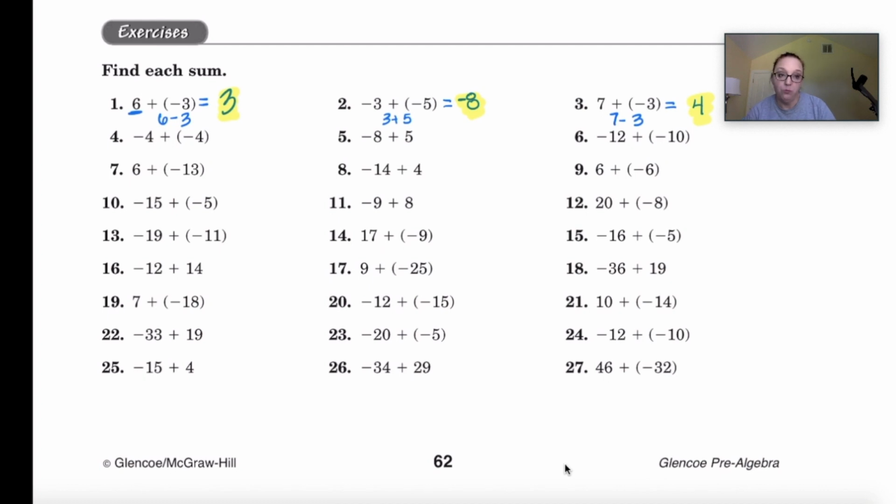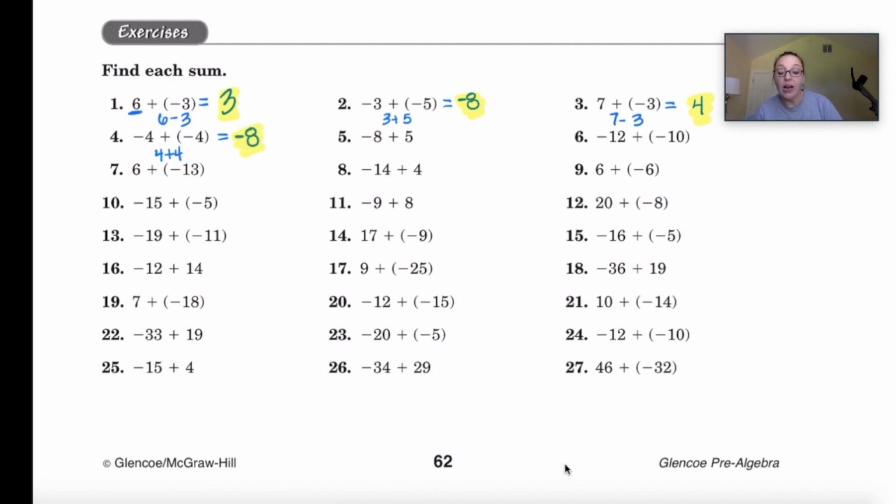Look at problem 4. -4 plus -4. Since they have the same sign, we are going to add them. So 4 plus 4 is 8, and we're going to keep that negative sign. So the answer here would be -8.